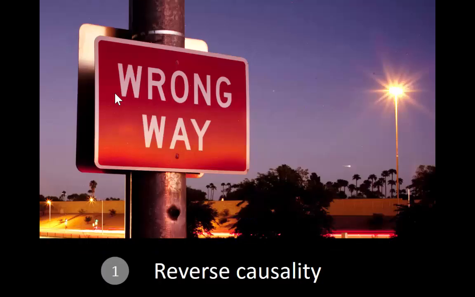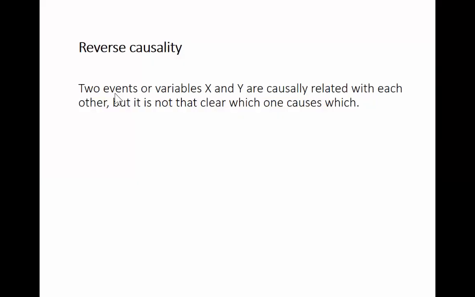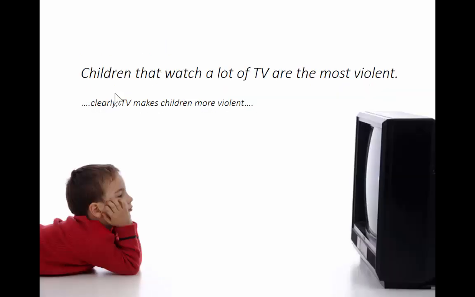Okay. So let me get started with reverse causality. Reverse causality essentially means that when two things happen, we know that X and Y are causally related with each other, but we don't really know for sure which one causes which. And oftentimes, that's the situation that we're in. And that's something where the media pick up on something and tell their story, while you, as a person who attended this course, should say, oh no, what are you doing?